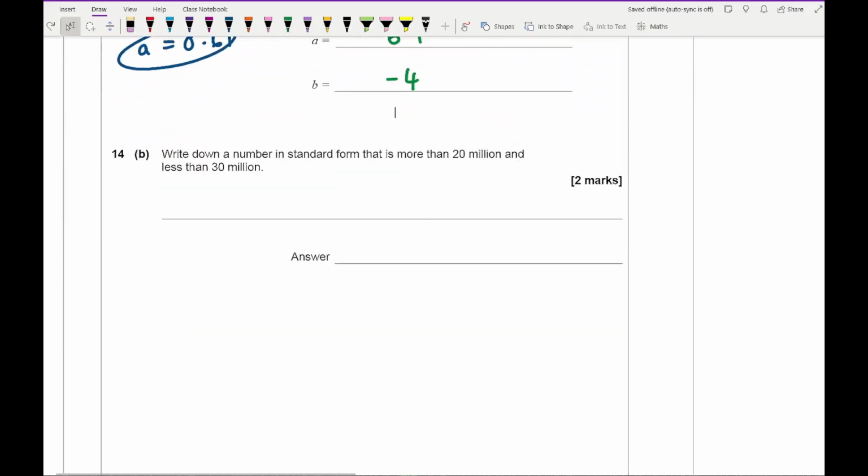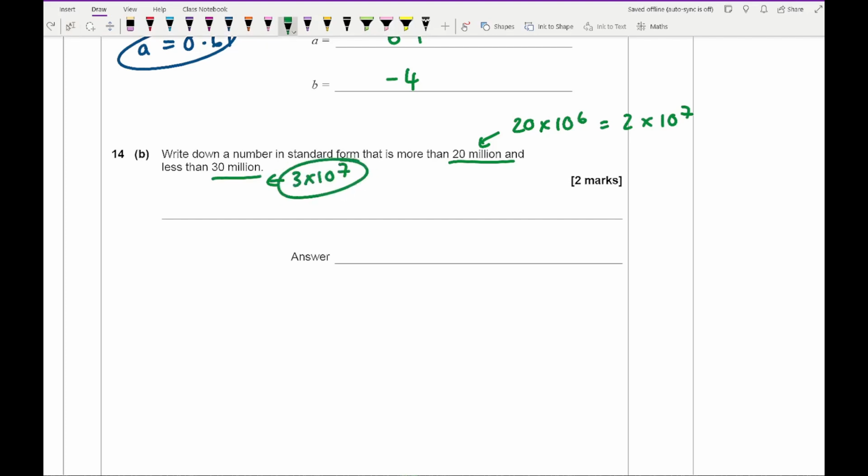It then says for 14b, write down a number in standard form that is more than 20 million and less than 30 million. So 20 million is 20 times 10 to the power of 6, which is 2 times 10 to the power of 7. And 30 million is going to be 3 times 10 to the power of 7.